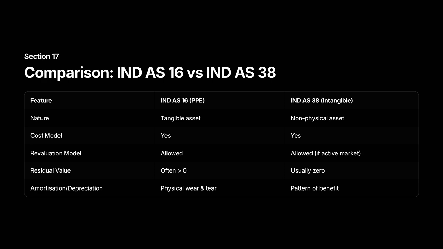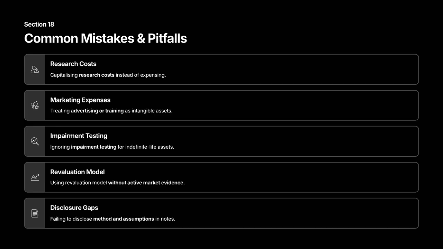15. Derecognition of intangible assets. An intangible asset is derecognized when it's either sold or when no future benefits are expected. When sold, the gain or loss is calculated as sale proceeds minus carrying amount and recorded in the profit and loss account. Example: if a company sells its software rights to another firm, any profit from that sale appears as gain on sale in P&L.